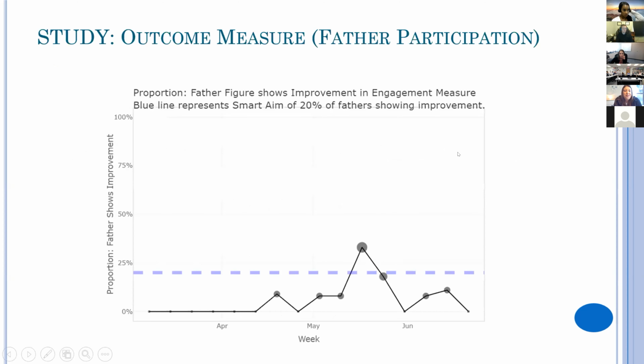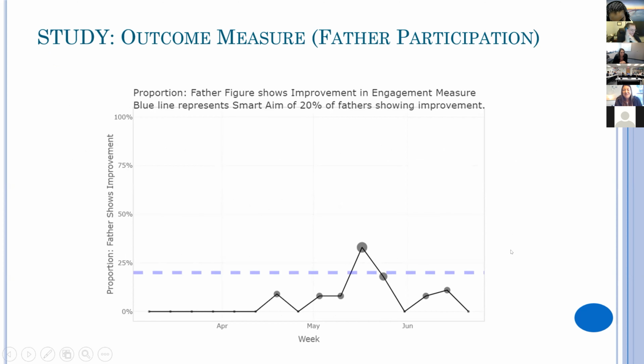Okay, so this graph is showing improvement in father engagement, and we have our SMART aim at 20% of fathers showing improvement. And that is all that I can tell you about this graph. Andrew, if you would like to add more substance, please feel free. Well, I think you've got it.